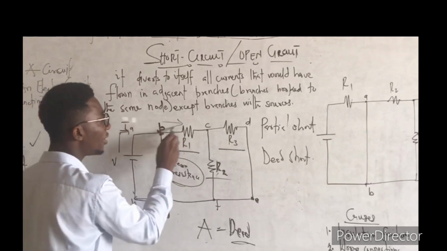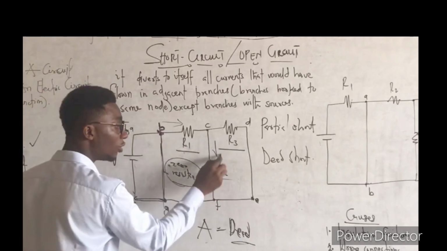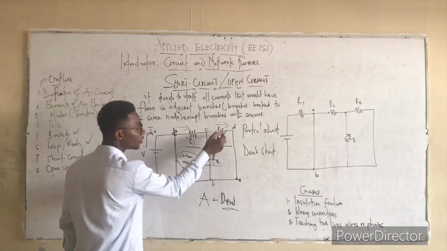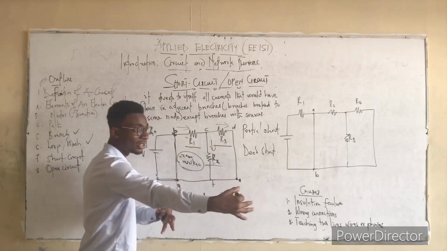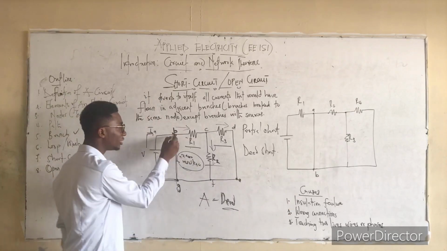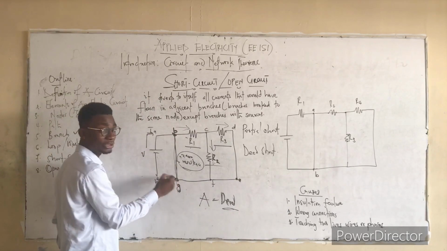There will be no current going through R1, no current going through R2, and no current going through R3. In this case, R1, R2, R3 are the rough road. So the car will not allow itself to pass on the rough road, but the driver will use the very correct route, which is the short circuit.